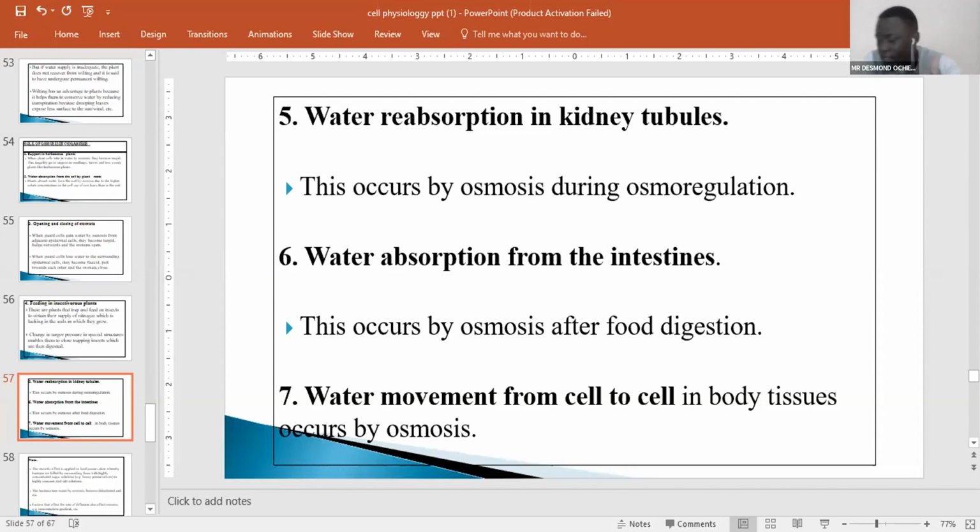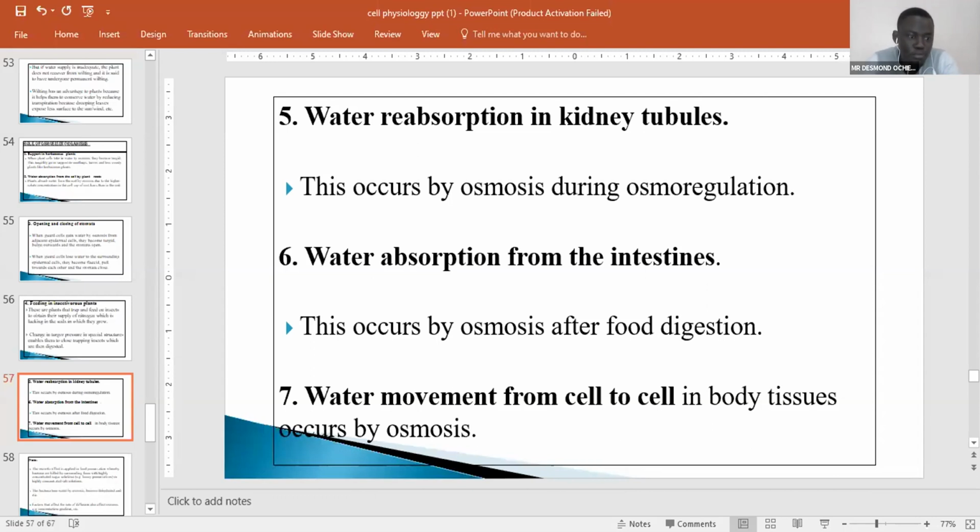We also have water absorption from the intestines, and this is usually in the large intestines where there is absorption of water. So this occurs by osmosis, usually after digestion. We know digestion does not take place in the large intestines, but some foods are digested in the stomach, and then they're absorbed in the large intestine. Because there's usually that need for water to help in the transport of certain nutrients, there is absorption of water from the large intestines, and this is usually aided by the process of osmosis.